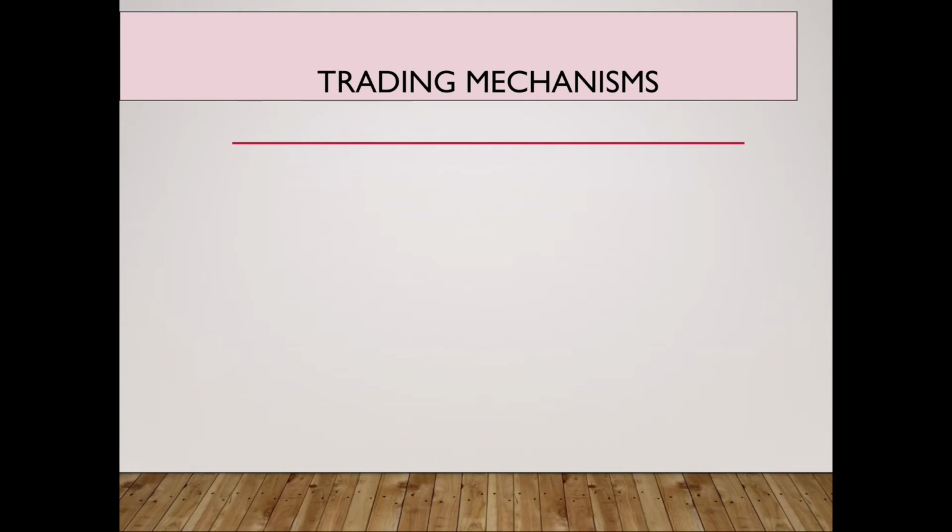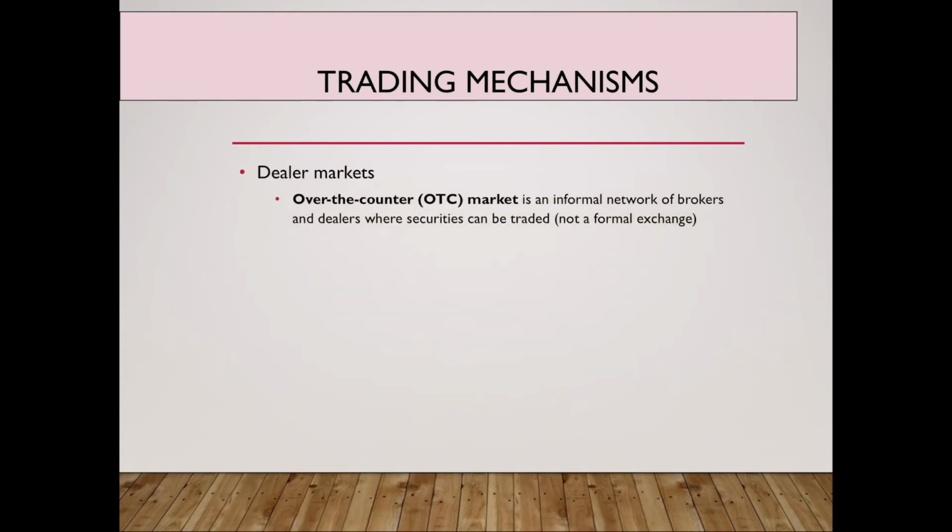Okay, so now on to trading mechanisms, or trading systems. An investor who wishes to buy or sell shares is going to place an order with a brokerage firm. These brokers have several avenues by which they can execute that trade. The first trading system is what is called a dealer market. With dealer markets, you have the over-the-counter market, an informal network of brokers and dealers where securities can be traded. It is not a formal exchange in itself.